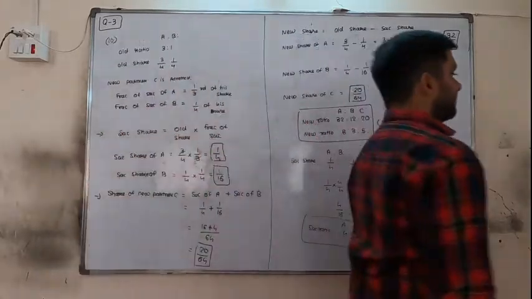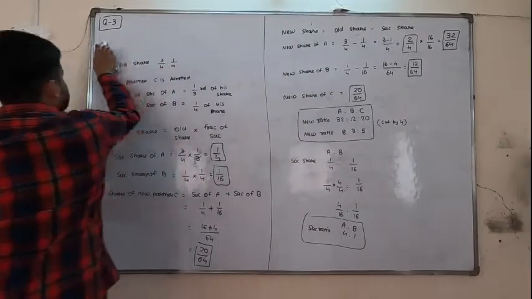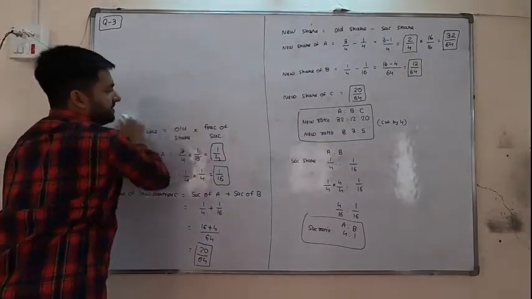One more sum is there, that is the 11th sum. For case 5, one more sum, the 11th sum.